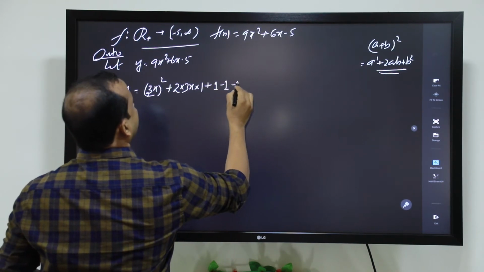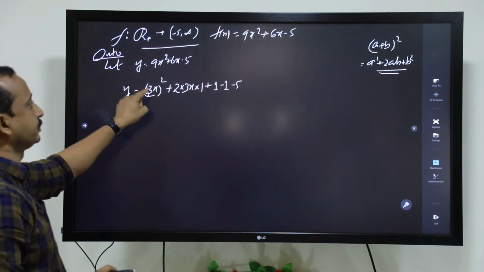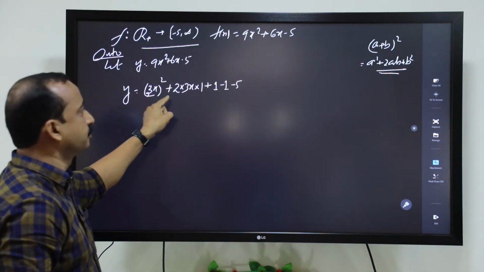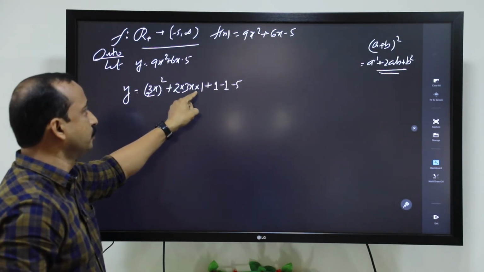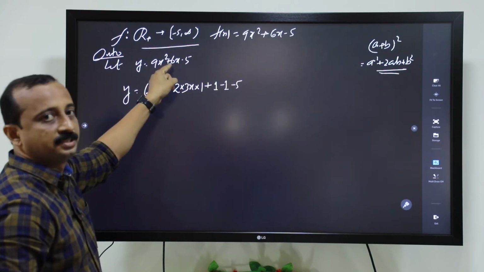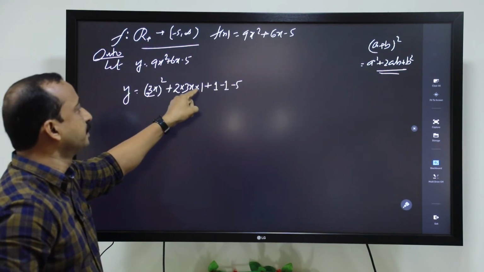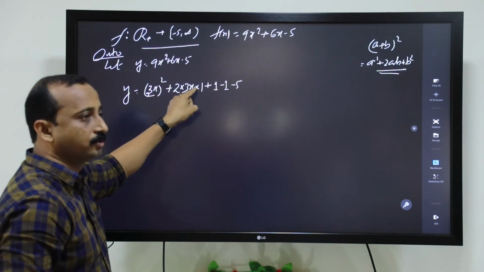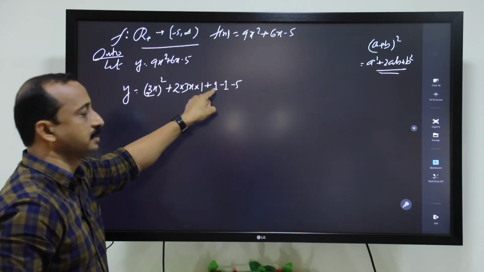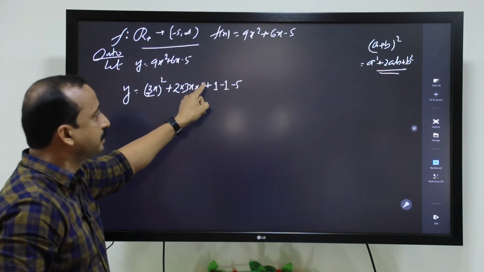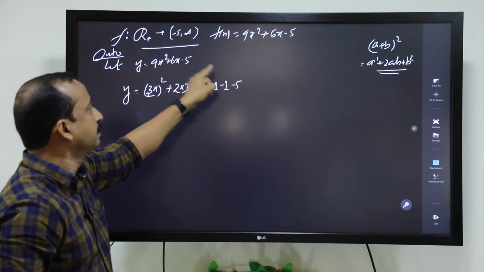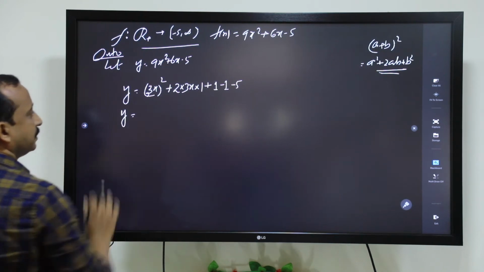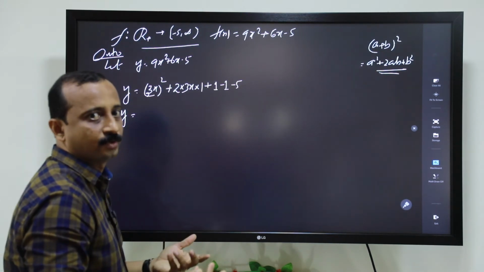Then we already have minus 5. So by the formula a square plus 2ab plus b square, a corresponds to 3x, so 2 into 3x. b corresponds to 1 because 2 into 3x is already 6x. So take b equal to 1. Then b square is 1 square, that is 1. So we add 1 and cancel by subtracting 1. Then write the constant minus 5. That is y is equal to... this is a simple method. Otherwise use the quadratic formula to get x.